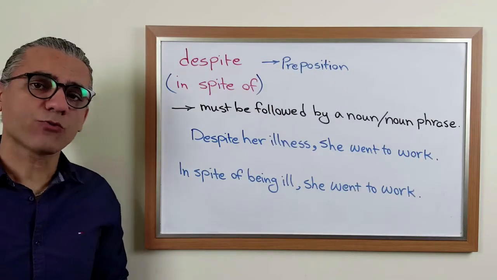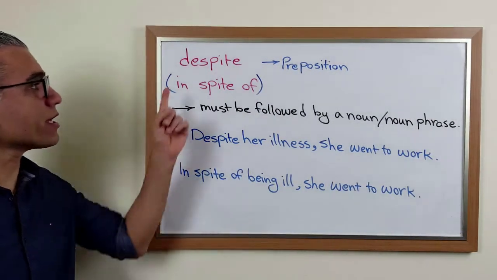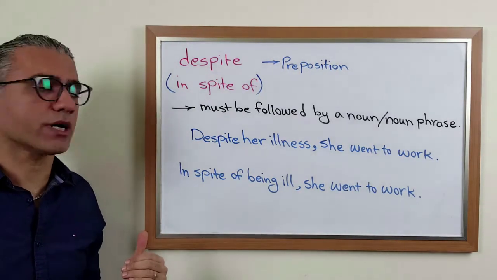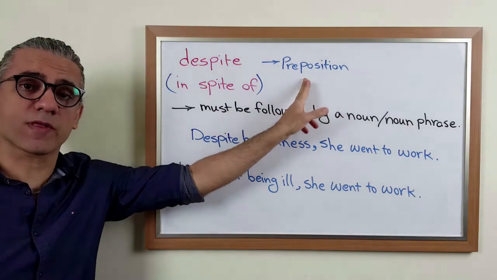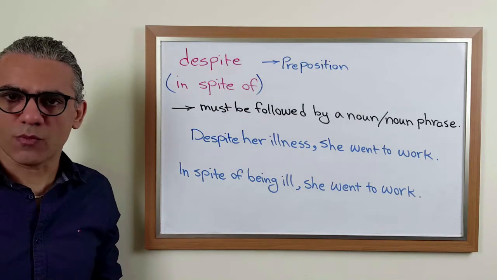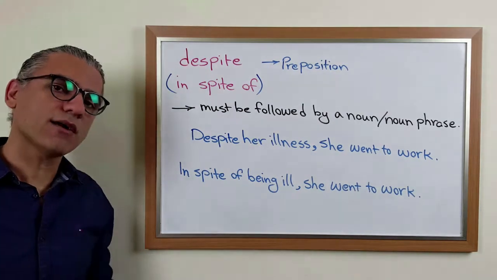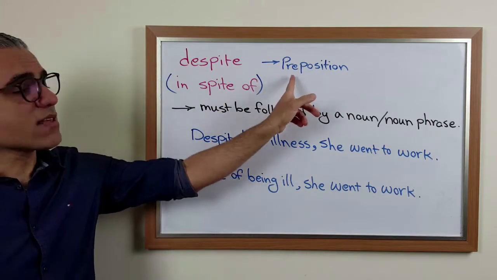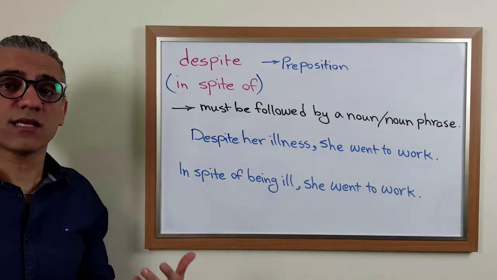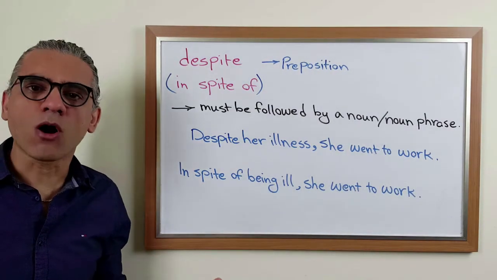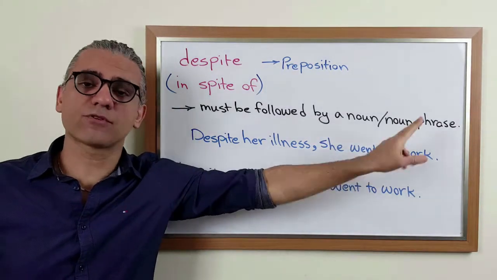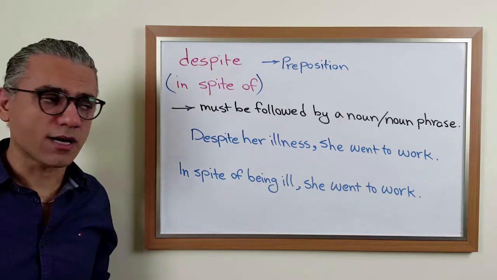Okay, the next word we use for showing contrast is despite. The difference between despite and the previous things we talked about is that despite is a preposition. And remember, despite and in spite of are synonyms. It means you could use them instead of each other. And remember, because it is a preposition, we cannot use a clause after it. We cannot say despite I told you. It is wrong. We need to use a noun or a noun phrase after despite or after in spite of.